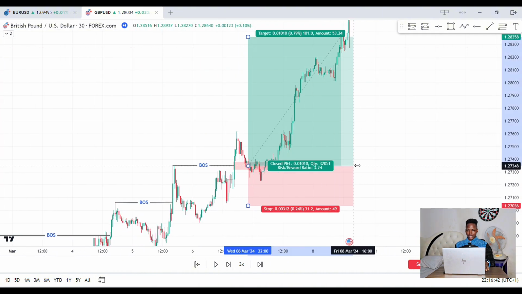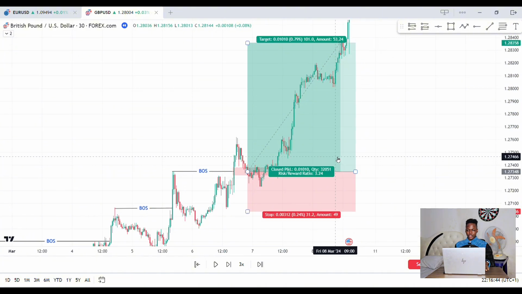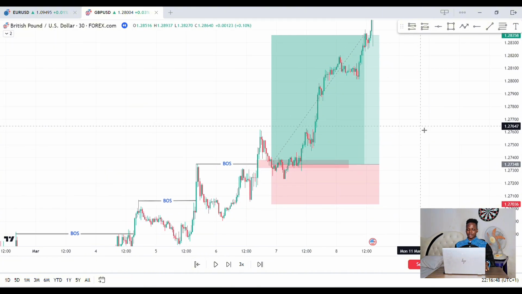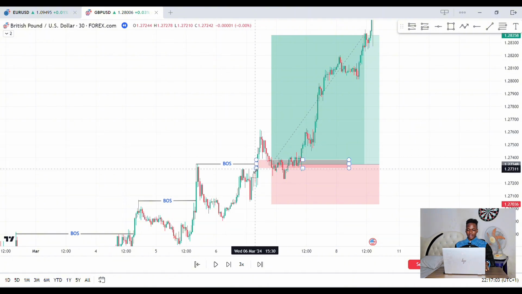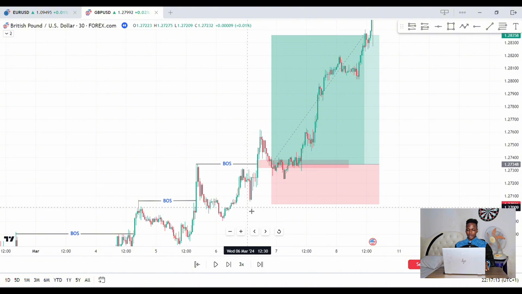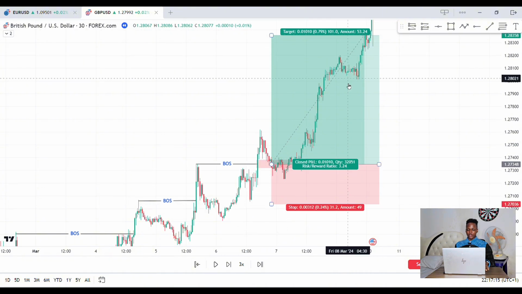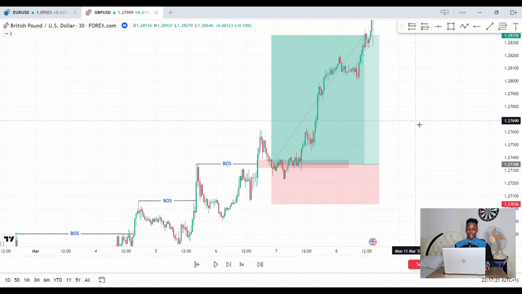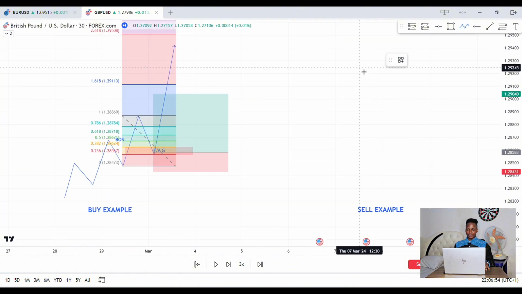Price has smashed our TP for 100 pips right here. So you can see how easy it is to apply this strategy. First of all, we saw a break of structure to the upside. We identified our fair value gap. When price did this retracement into our fair value gap, we took a buy, stop loss below this low right here, and TP straight for a risk to reward ratio of 1:3, and price smashed our TP. As easy as that. So let's look at the sell example. In the sell example, you want to be in the downtrend.